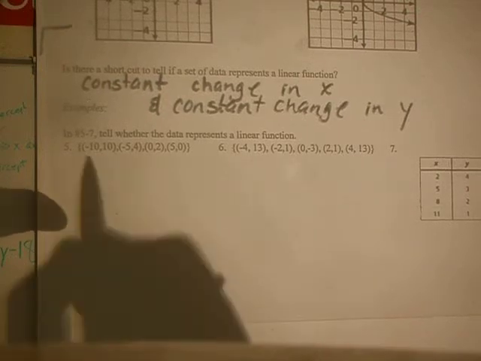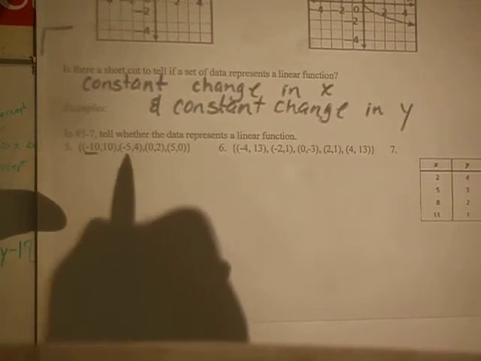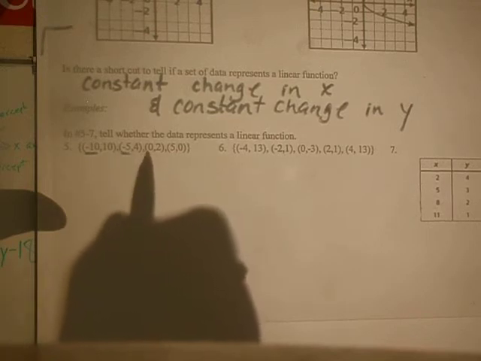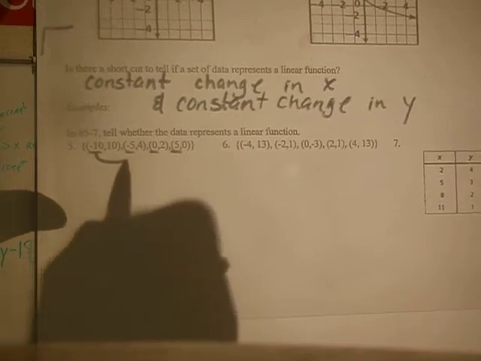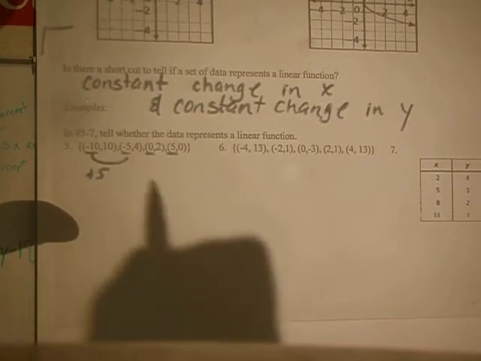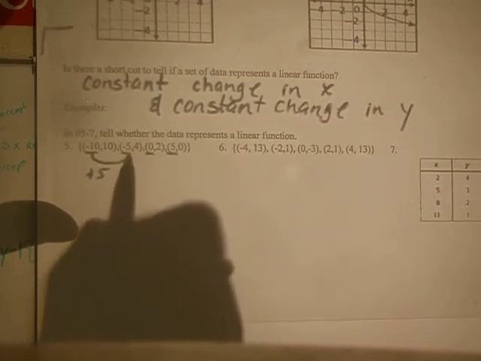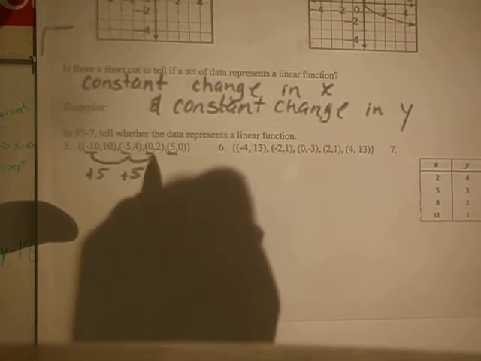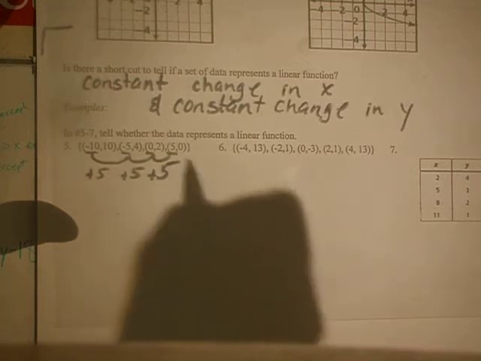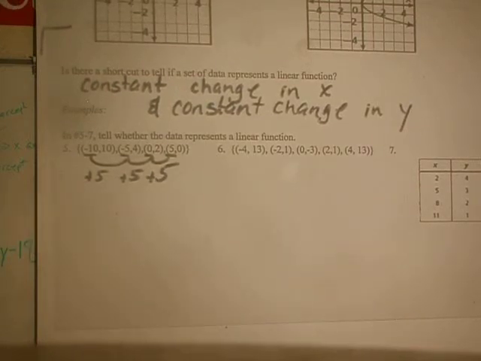As we look at example 5, we have -10, -5, 0, 5. From -10 to -5, we have added 5. From -5 to 0, we have added 5. And from 0 to 5, we have added 5. There is a constant change in our x. Each of the x's changed by 5.